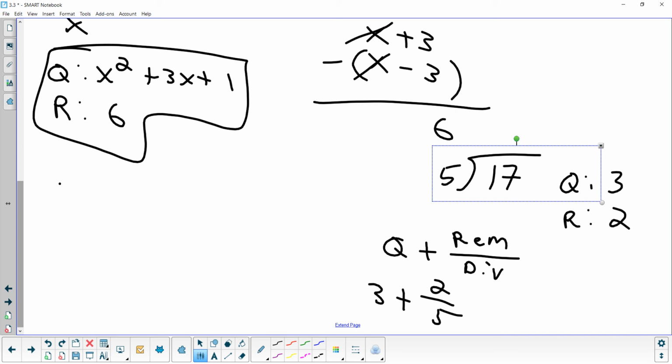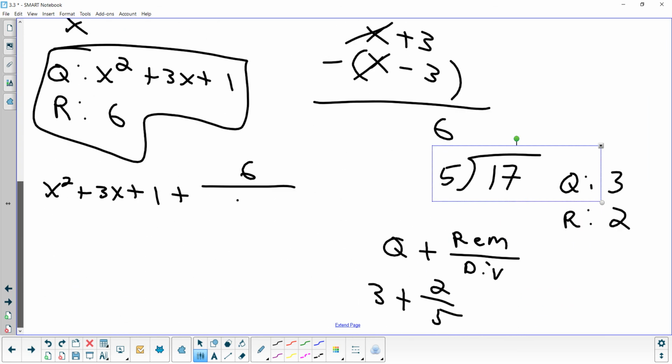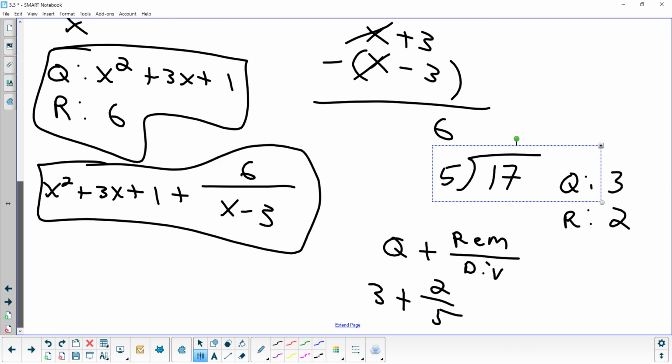Same thing here. Quotient plus the remainder over the divisor, x minus 3. That's another way of writing the same thing, just following the same logic that I did with numbers.